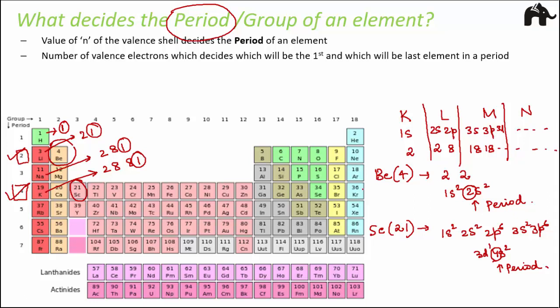But as you go to the last element of the period, what do you see? It changes. Gradually, as you move from left to right in a period, the number of valence electrons keeps increasing by 1 consecutively. And by the time you reach the last element in the period, you have a completely filled last shell. So in this fashion, we decide the period number of any element.